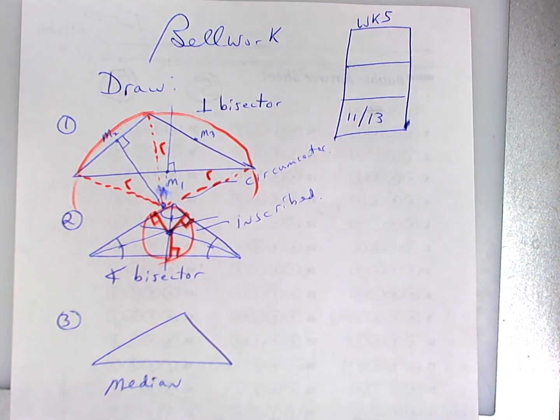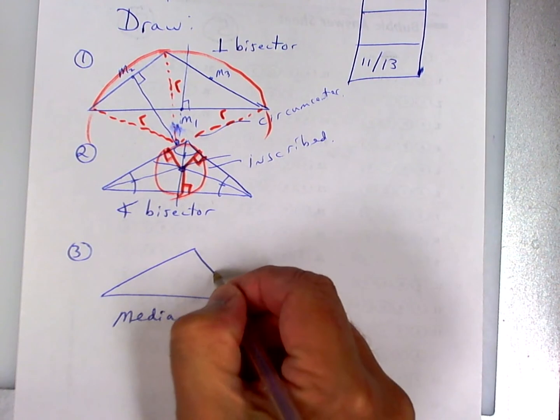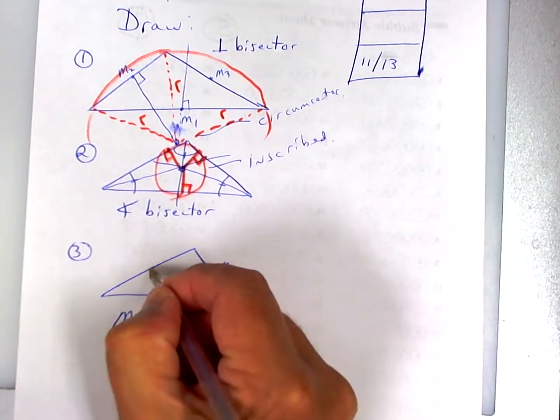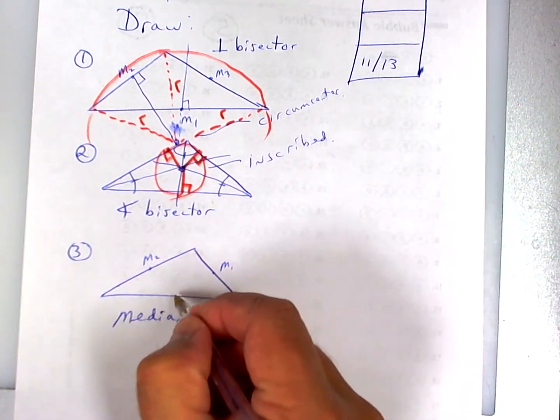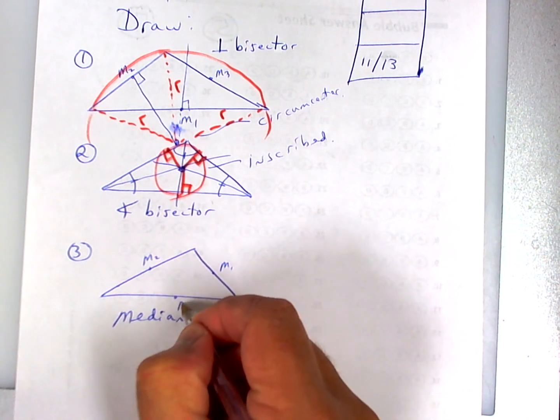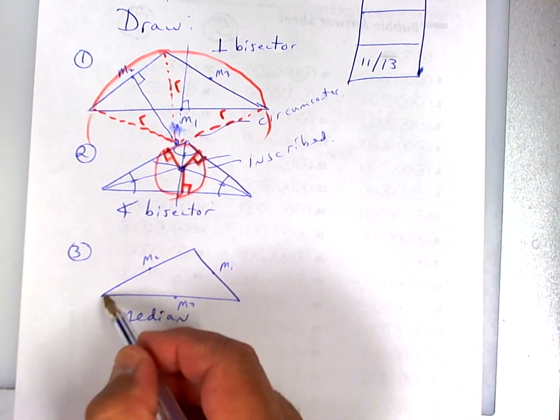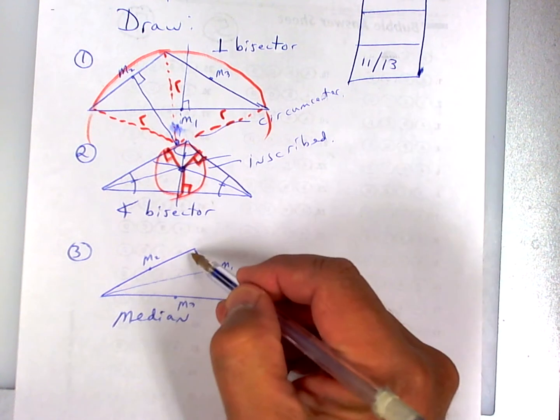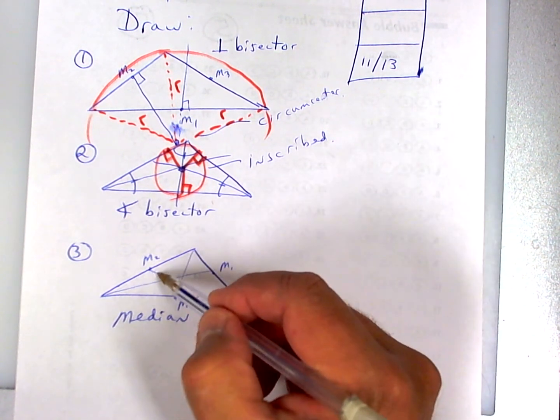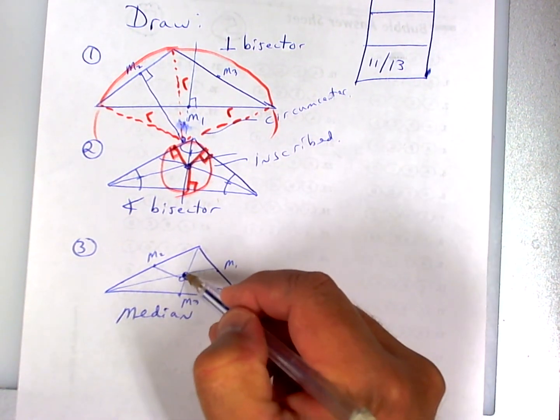And the medians, well, the medians is the centroid, okay? So you want to go the midpoints. So find all the midpoints. Remember, midpoint is a bisector, okay? And then you want to do from the vertex to the median. And where that hits is called the centroid.